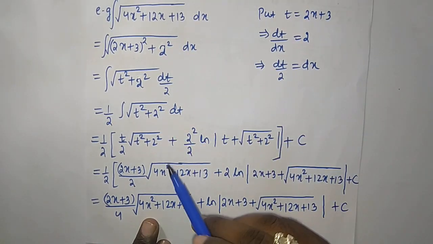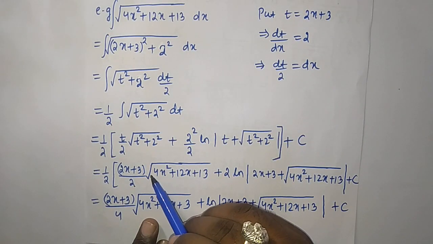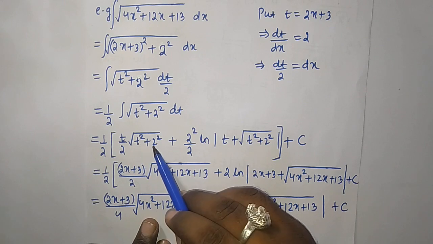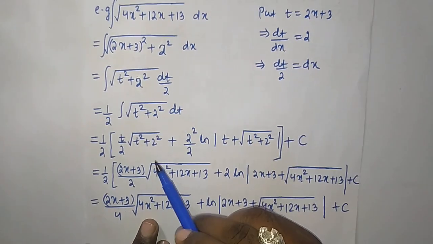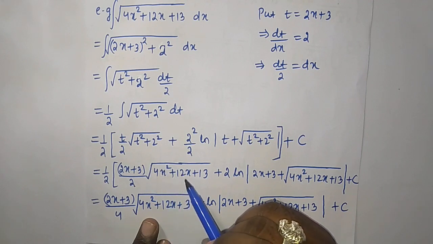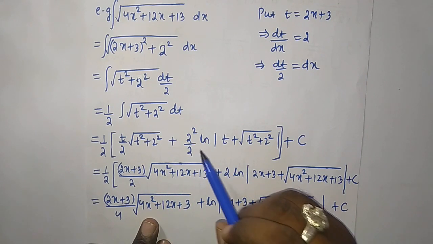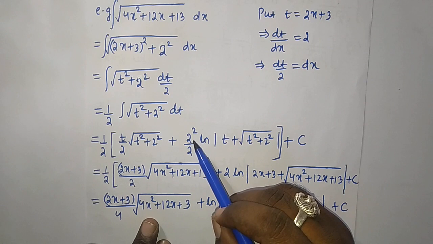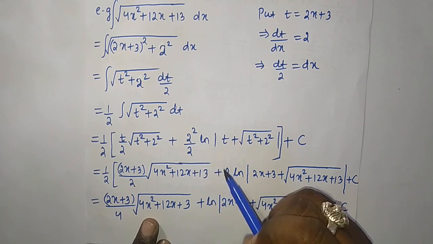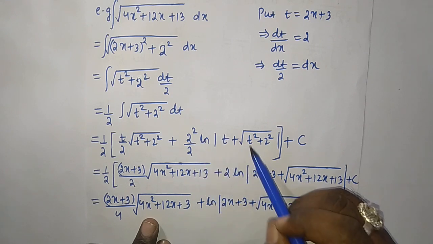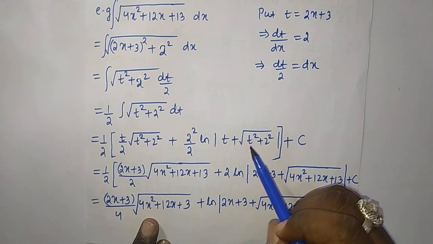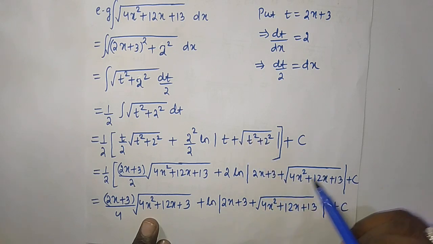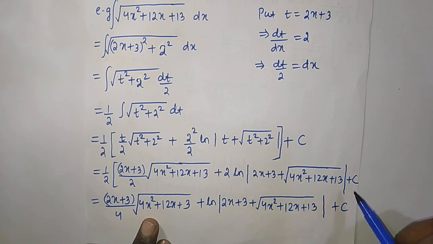So directly put t square plus 2 square in place of t square, so the root over of t square plus 2 square becomes root over of 4x square plus 12x plus 13. Here 2 square by 2 means 4 by 2, that is equal to ln modulus of, in place of t put it here, and again root of t square plus 2 square, put this root over of 4x square plus 12x plus 13.